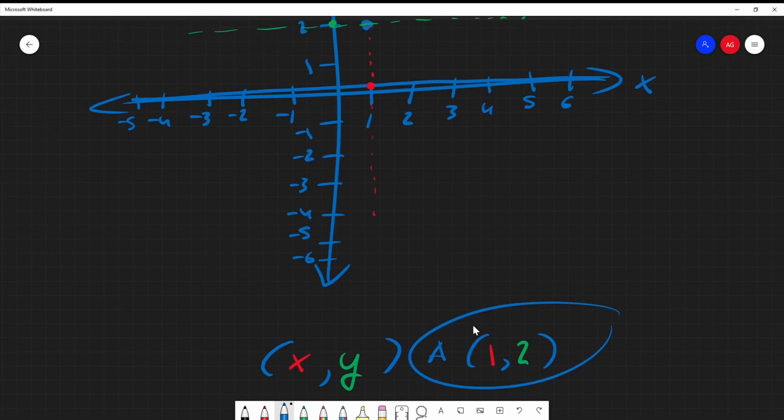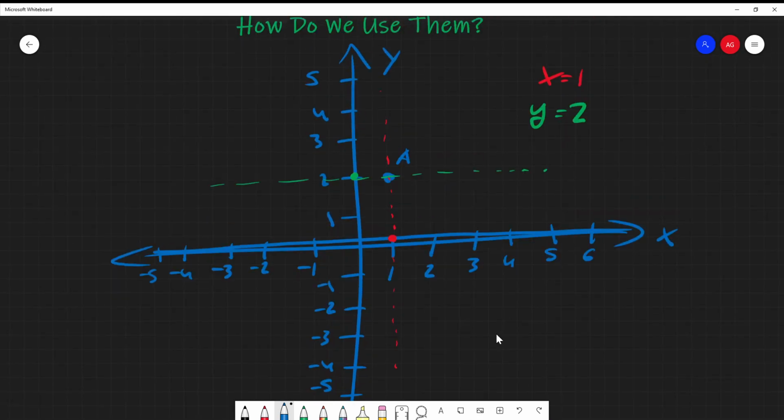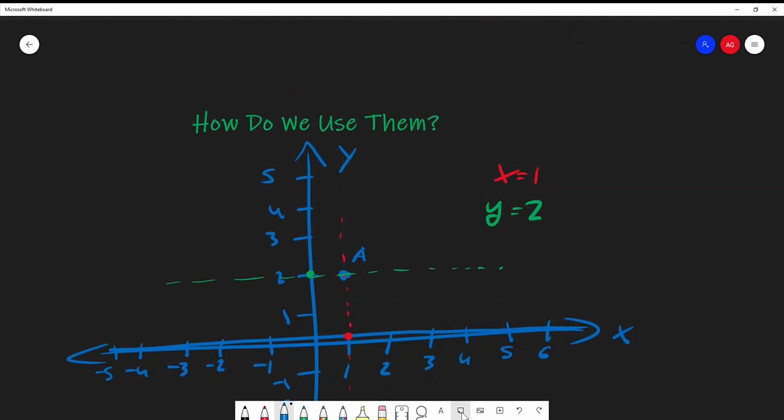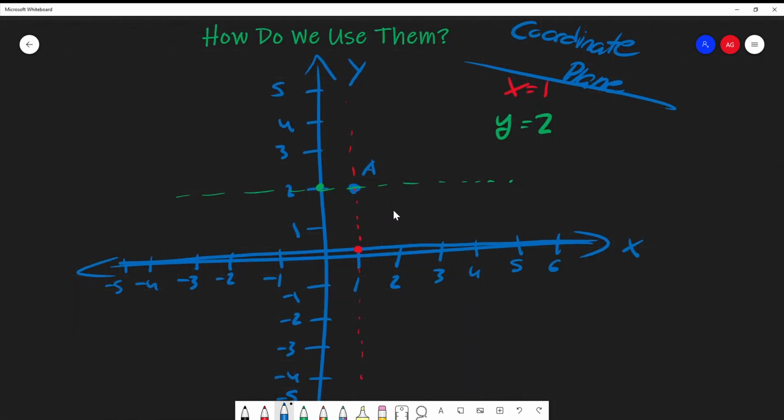And this graph has a specific name. It's called a coordinate plane. Basically that means that it's a 2D representation, as in it has a length and a width, and you can plot points on it. And basically that's our lesson today on graphs.